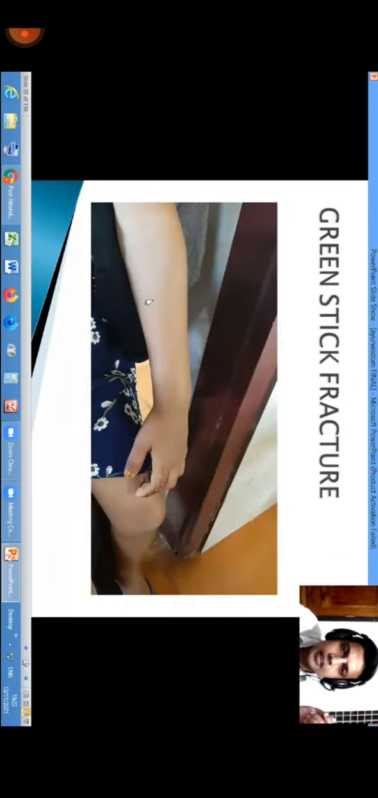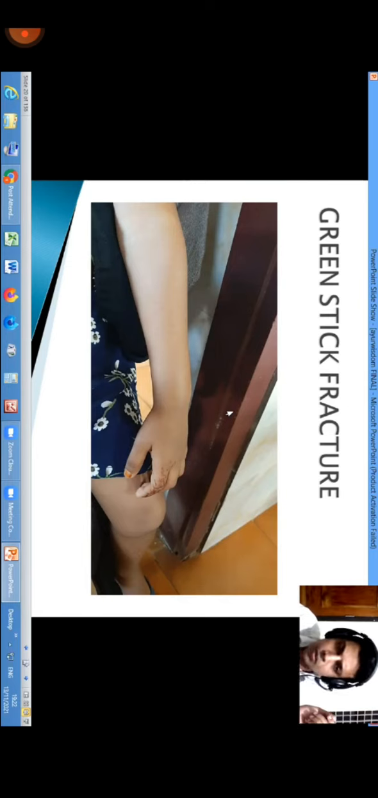Then coming to beam stick fractures. Beam stick fractures are common in the ulna and radius, and here we can see a beam stick fracture. This is a case of radial beam stick fracture with a slight or first degree epiphyseal injury.